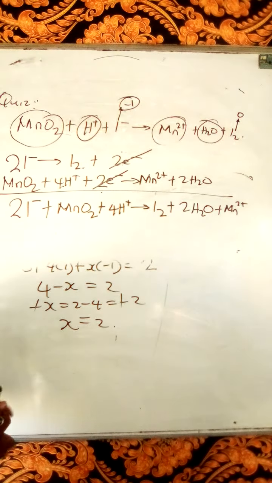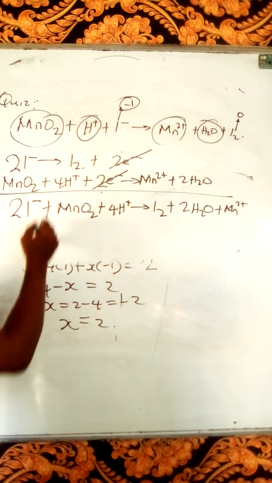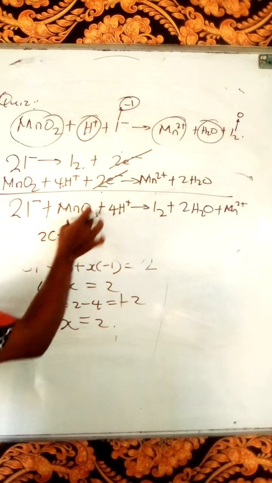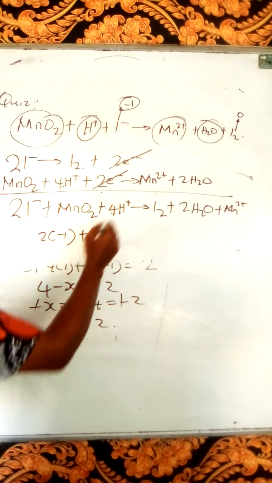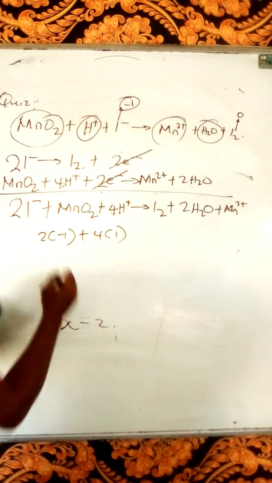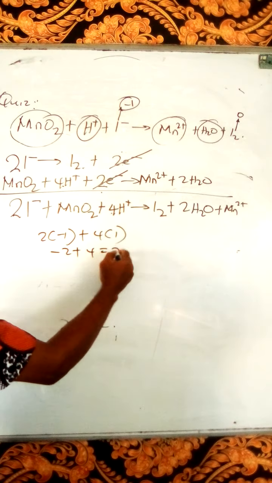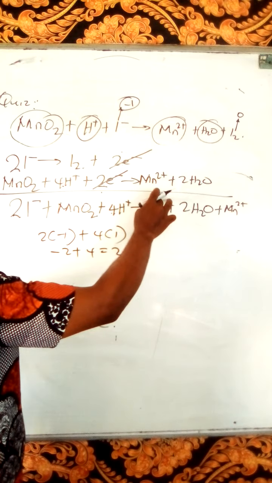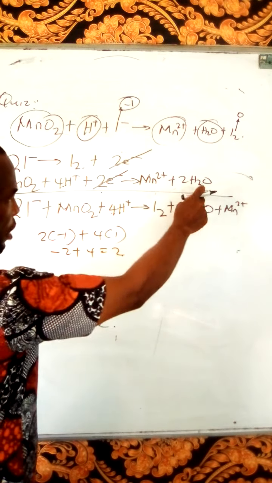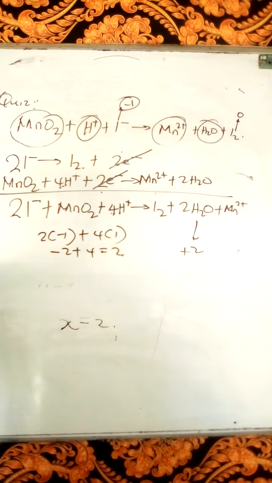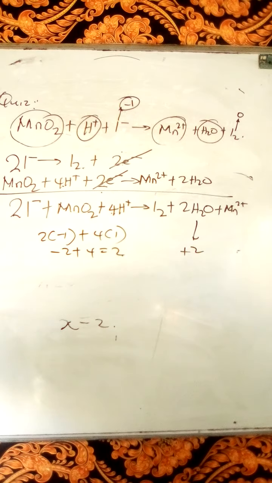We check the charge. The overall charge on the left is 2 times -1 on the iodide ion. This one is neutral, no charge on it. Then this one is 4 times 1 for hydrogen ion. If you add up, this is going to be -2 plus 4, that will give us 2, total charge of 2 here. On this side, the charge here is 0, a neutral molecule, so the only charge here is also +2. So we'll have equal charges on both sides and equal number of atoms on both sides.